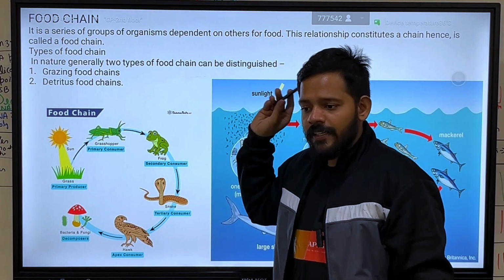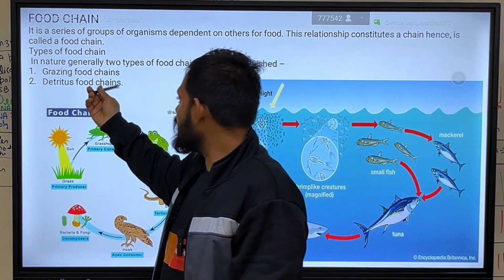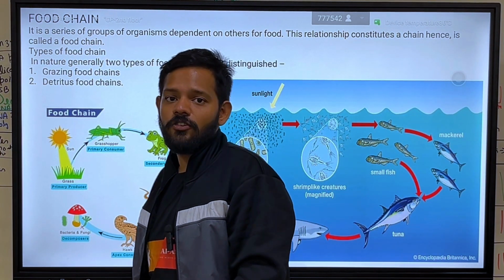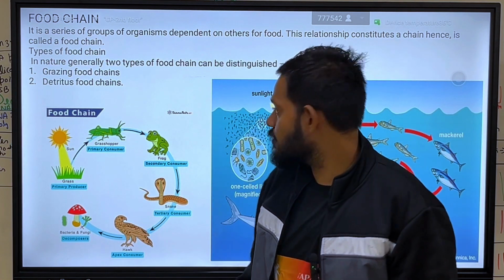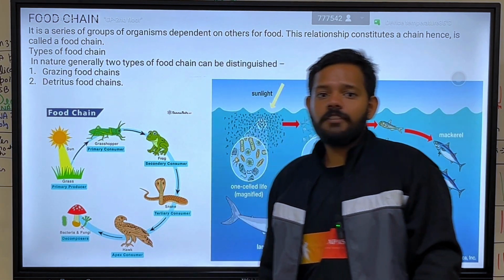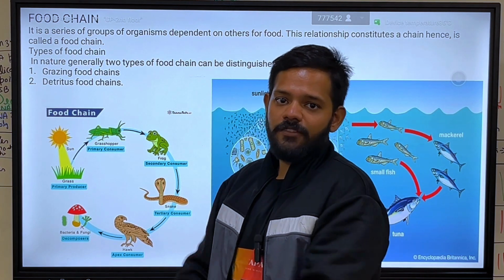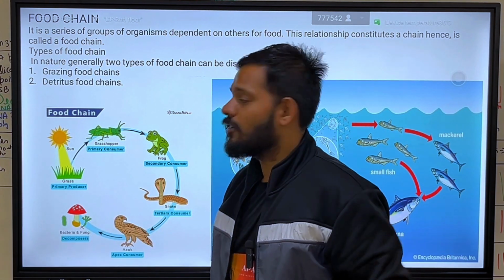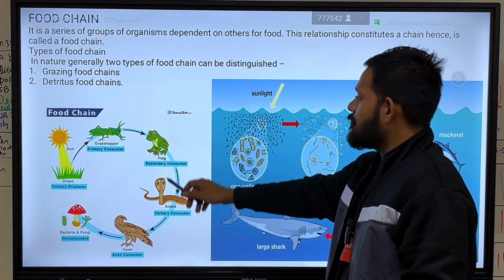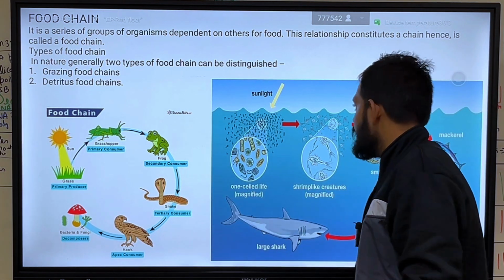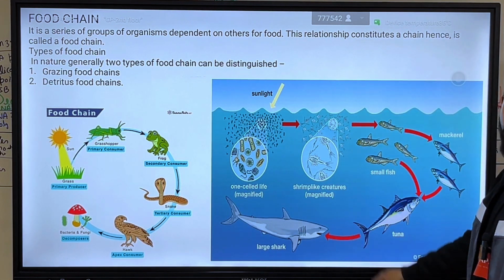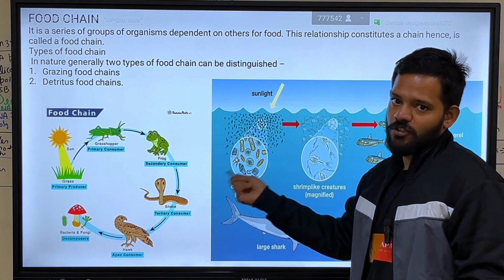So food chain in an ecosystem is of two types: grazing food chain, which is present on the land as well as in water also, and detritus food chain, which is mainly present on land, and also present sometimes in water, the aquatic world also. So this is your normal food chain on land, and this is the food chain on aquatic bodies. Both are grazing food chains.